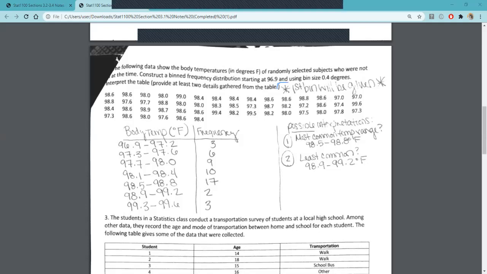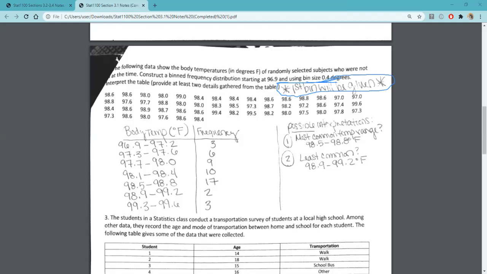But I will always give you the first bin and the bin size. You will then be asked to construct it from there, but you will not have to figure out your own bin widths. So in the book, I think they talk about how to do that. That's a little bit outside of the realm for this class. So I will always give you this first bin and the bin size.